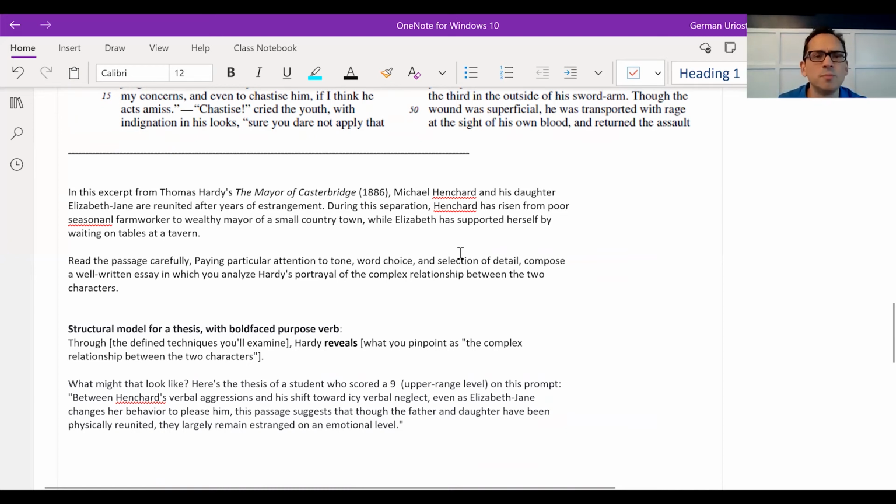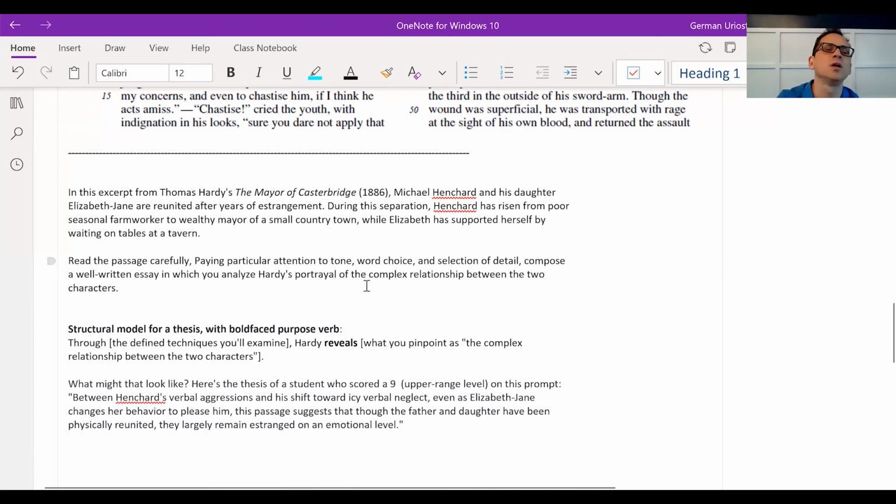Maybe some AP teachers will teach that in their classes, but most probably will not have read it. You don't have to have read it. Don't worry about it. During the separation, Henchard has risen from poor seasonal farm worker to wealthy mayor of a small country town, while Elizabeth supported herself by waiting on tables. So all of this is the background. That's all you need to know about it.